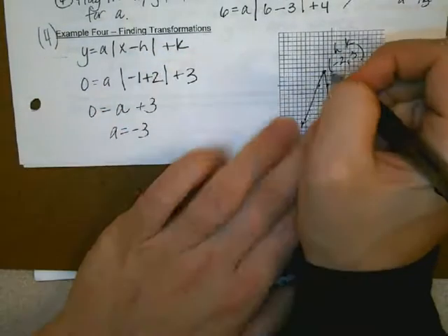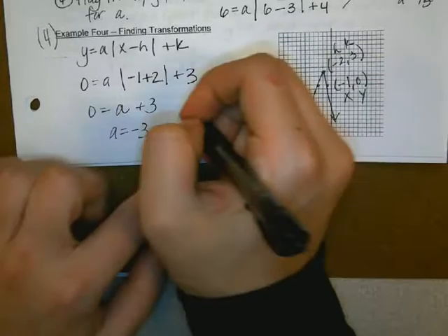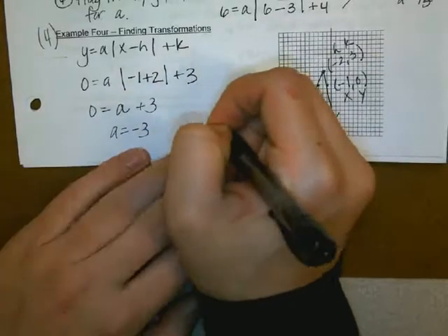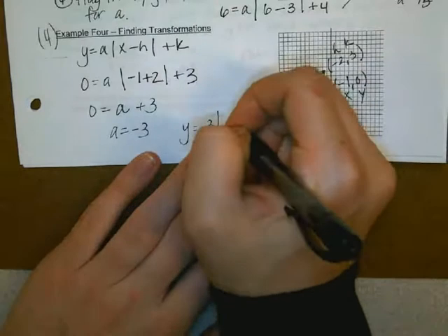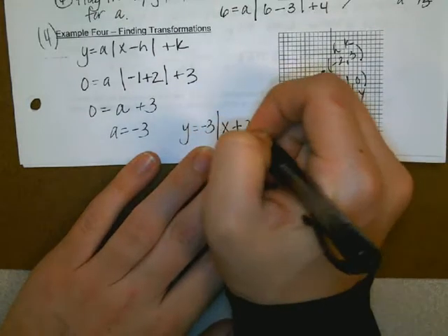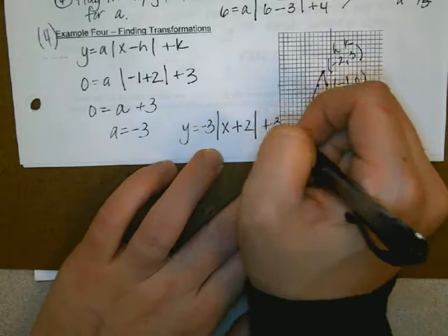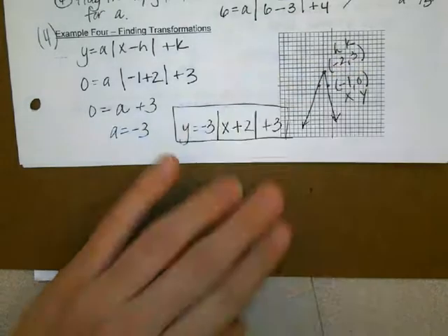Notice the slope is down 3 over 1. So your final equation here will be -3, then the absolute value of x minus a -2, plus 3. And that would be your equation.